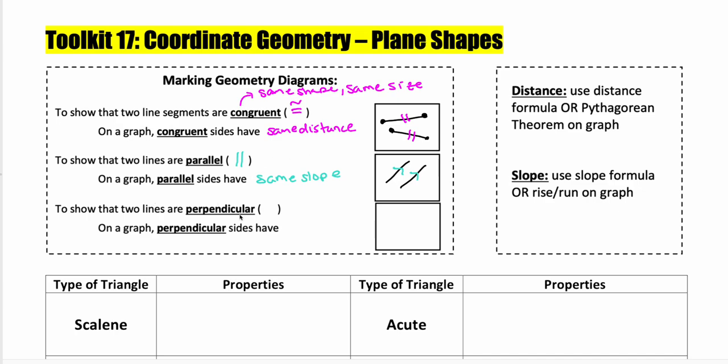And the last one we really want to look at is to show that two lines are perpendicular. So the symbol for perpendicular is an upside down T, because what perpendicular does, it forms right angles, and we would have a right angle in this corner. That's why that shape is the symbol for perpendicular. So on a graph, perpendicular sides have opposite reciprocal slopes.